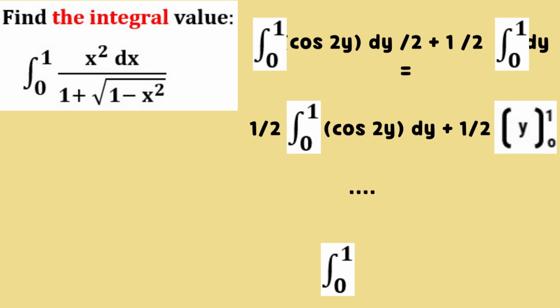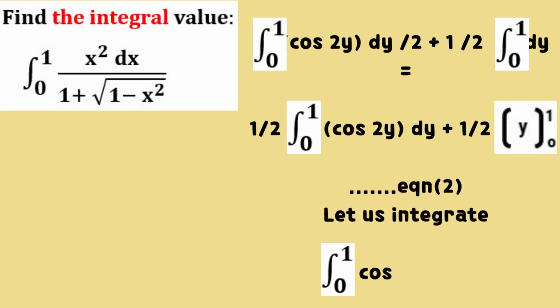Decompose cosine square y dy into two separate functions so that we integrate the second function to get y and we leave the first function to be integrated later. We call this new result equation 2. Let us integrate cos 2y dy.